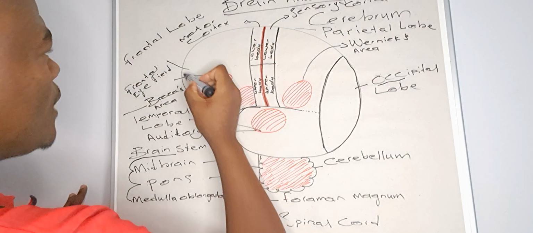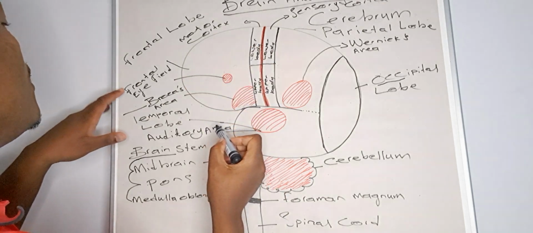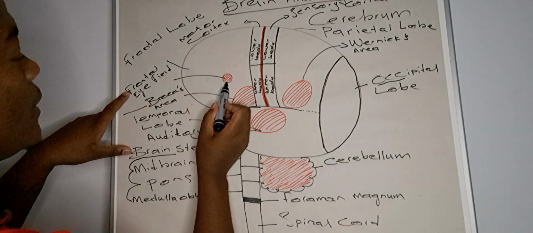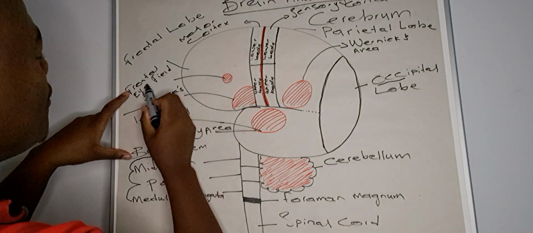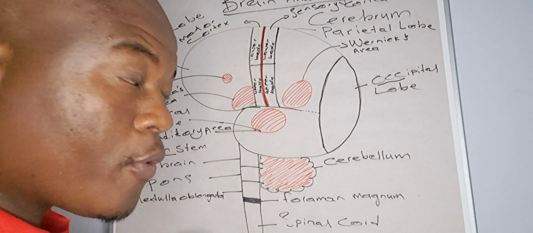Within our frontal lobe, we have the frontal eye field. This little area here, we call it our frontal eye field. This area is responsible for you when you read.